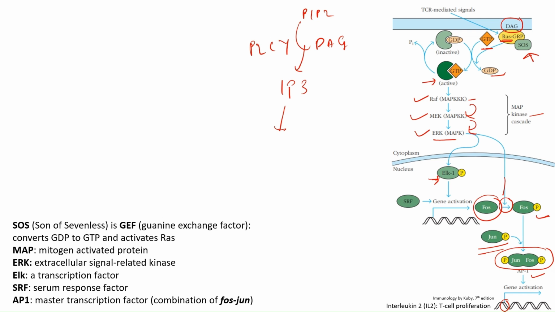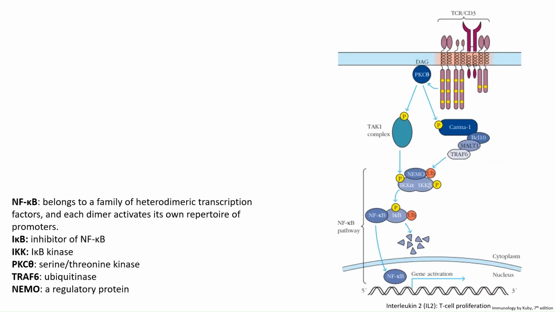So once the receptor binds, from IP3 one signaling pathway runs, and from DAG also one signaling pathway runs. From IP3 the pathway that runs is the calcium signaling pathway, and from DAG the pathway that runs is the Ras-Raf kinase pathway. And next, from DAG one more pathway gets activated, that is the NF-kappa B pathway. With the DAG, PKC theta will bind. It will activate the TAK1 complex also and CARMA1 also.